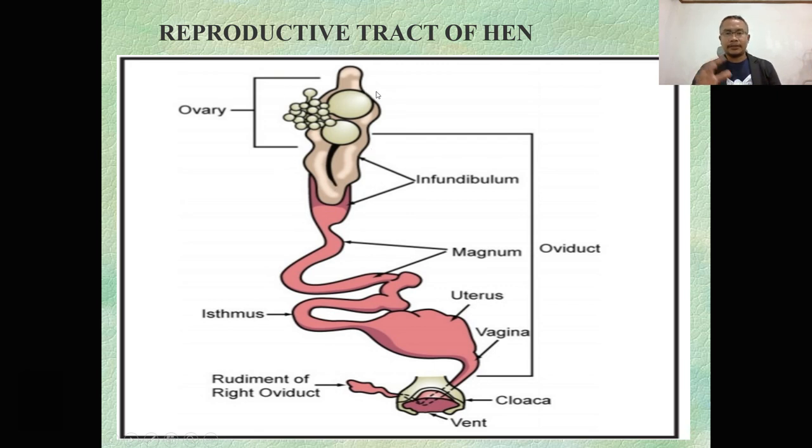Okay, it has two major parts. The ovary, where the yolk are growing, and the whole tract is called the oviduct. But the oviduct has different structures or parts. We have the infundibulum, magnum, isthmus, uterus, vagina, cloaca, or vent. Okay. When the yolk matures, it will drop inside the infundibulum.